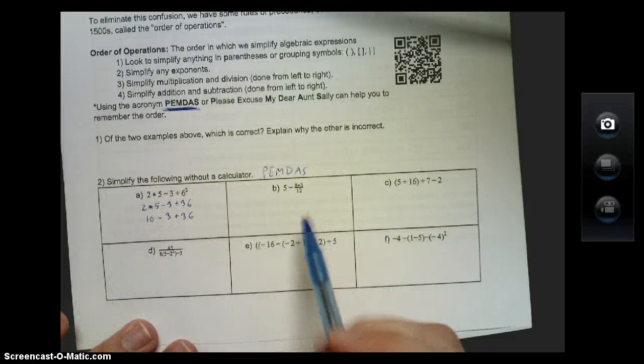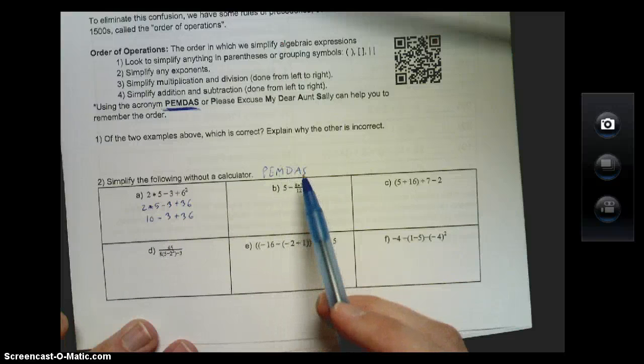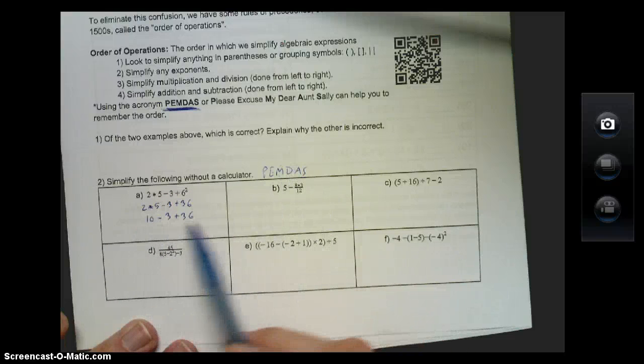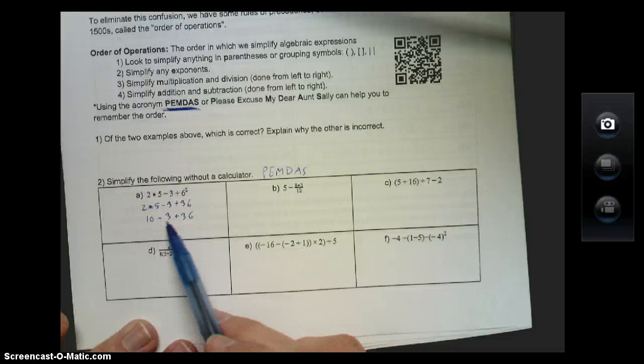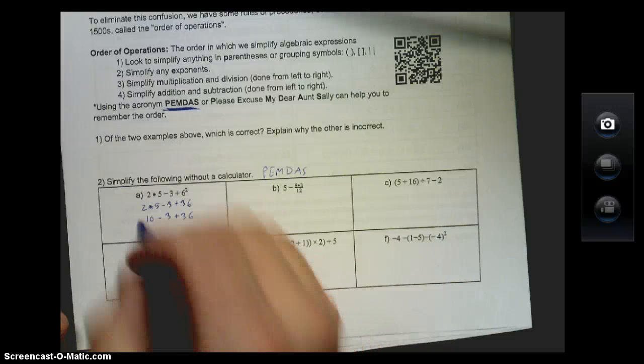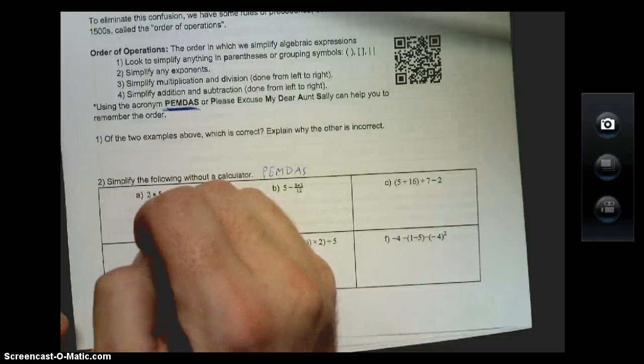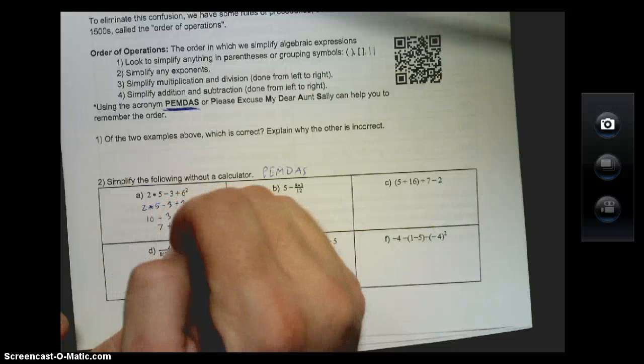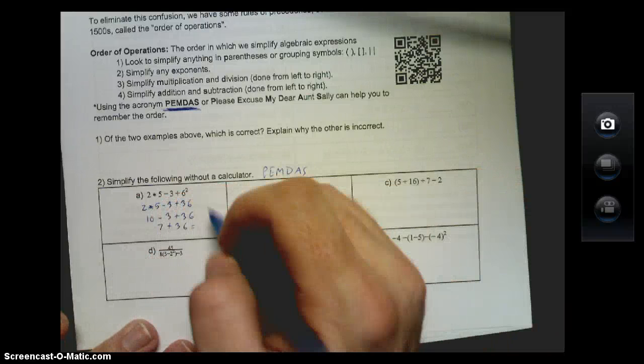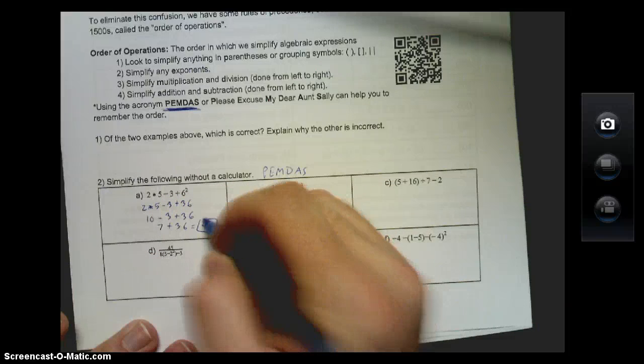All right. As far as addition and subtraction go, we kind of group them together. You go from left to right. So we go 10 minus 3 is negative 7. I'm sorry, positive 7, plus 36, which gives us 43 for our grand answer.